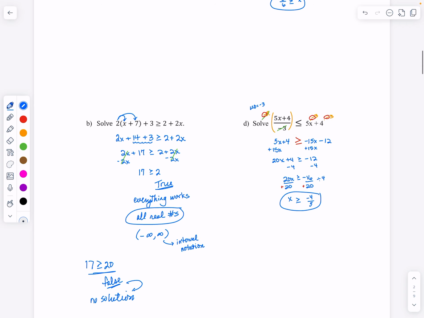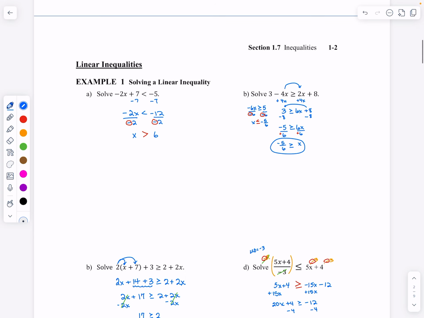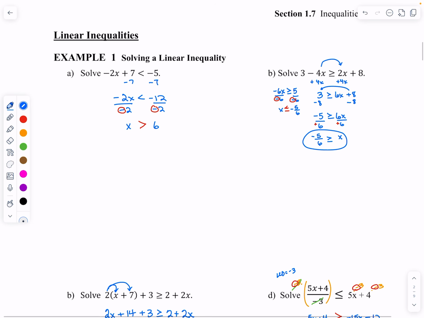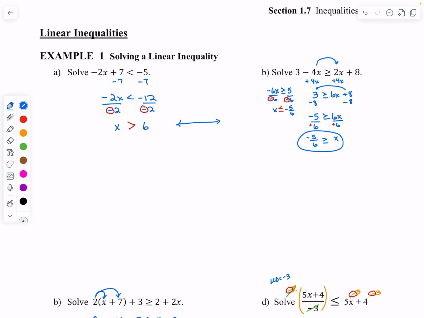So let's come back up here and write these in interval notation. So we have x is greater than 6. If it helps, you can always graph it. So here's my 6. 6 is not included. This thing is pointing to the right. So I'm going to shade it to the right. So you can always graph it or even graph it in your mind.